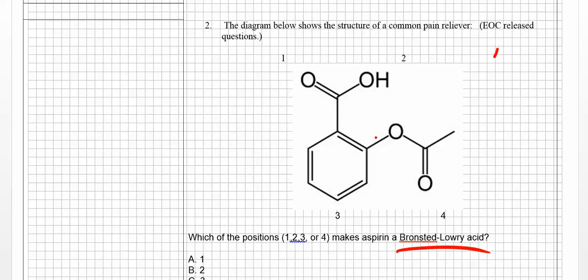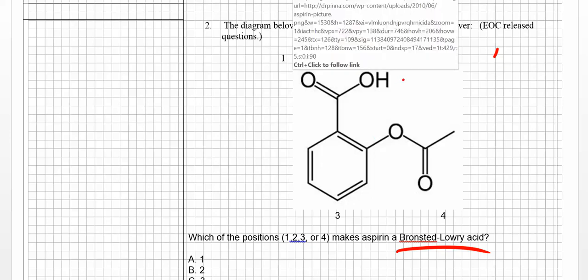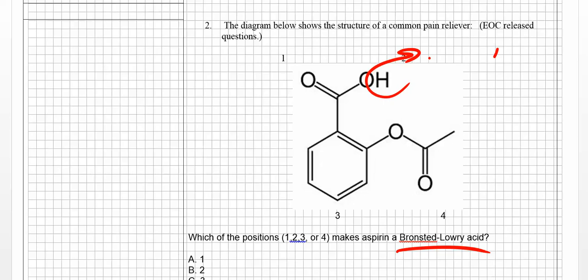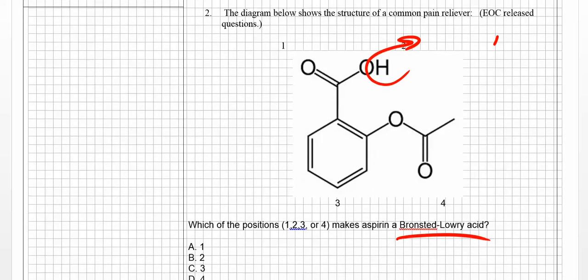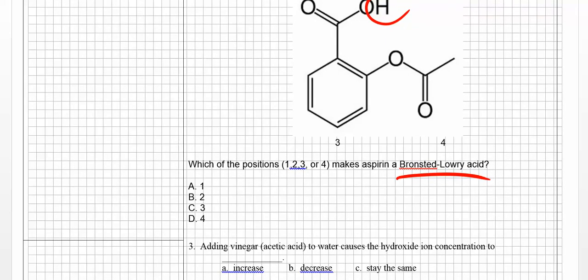Well, where do you see a proton on here? Where do you see a hydrogen atom? Right there. This position number 2. That hydrogen atom is going to be released as a proton at some point. So the only place that hydrogen exists is that second position. And so our answer to the question, which one is a Bronsted-Lowry acid? It would have to be position number 2. That's our answer. Okay?